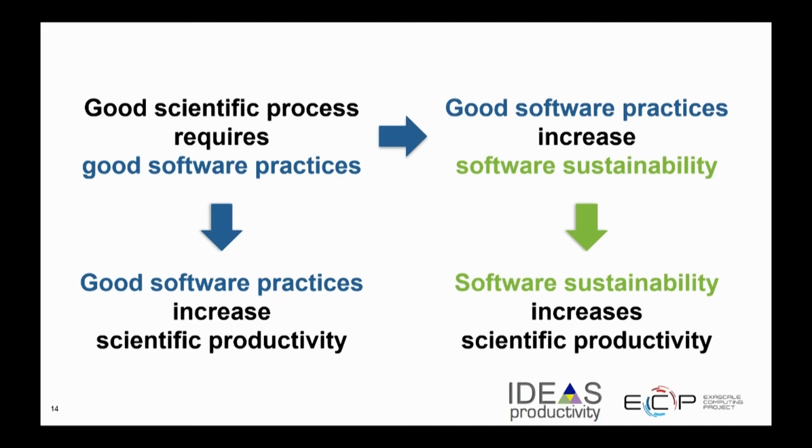Fundamentally, we end up with this loop. You end up at the same place both ways, I think. Good scientific process requires good software. Good software practices increase software sustainability, and software sustainability increases scientific productivity. And good software practices also directly increase scientific productivity. So you can see it from all different directions, really. And that's the message that we would like you to be thinking about throughout this and as you go forward. It really needs to become ingrained in your thinking. And if you can do that, it doesn't necessarily have to be hard to do.